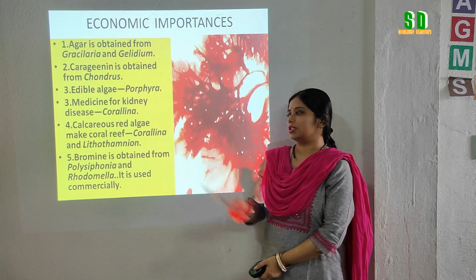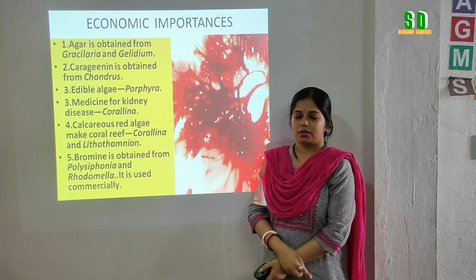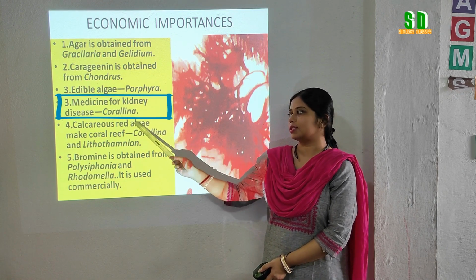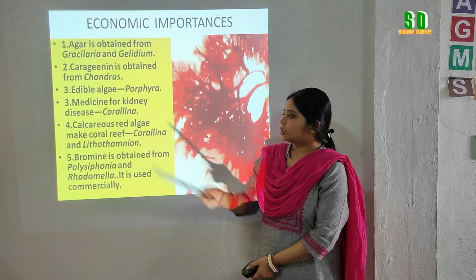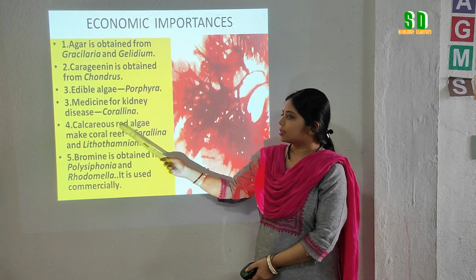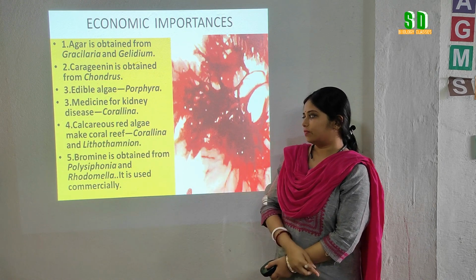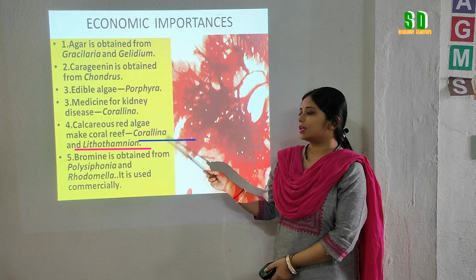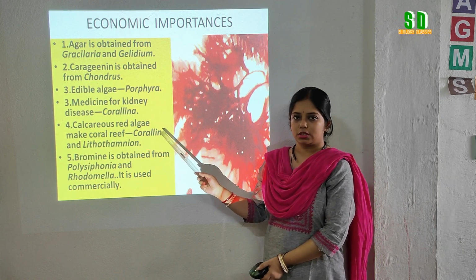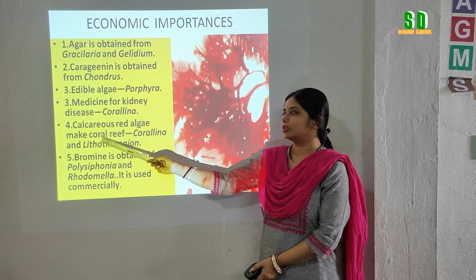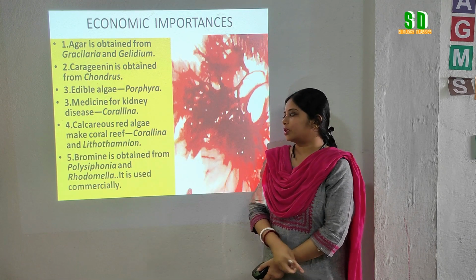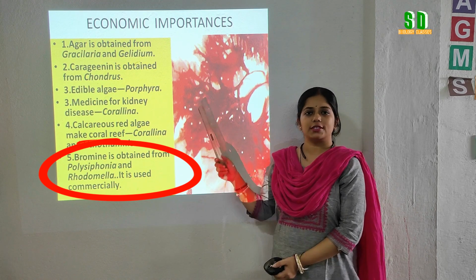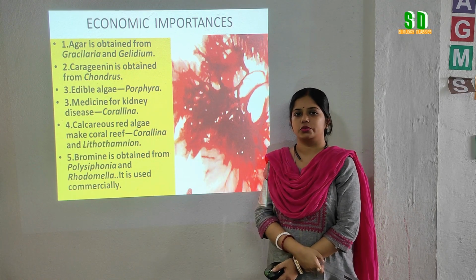Sometimes we obtain medicine from the members of Rhodophyta like Corallina. We get medicine for kidney diseases from Corallina. Another economic importance is that calcareous red algae make the coral reef. In the case of Corallina and Lithothamnion, their cell wall has a calcium carbonate layer, and that helps to form the coral reef. Bromine is obtained from Polysiphonia and Rhodomela. It is used commercially. So these are the economic importances of Rhodophyta.